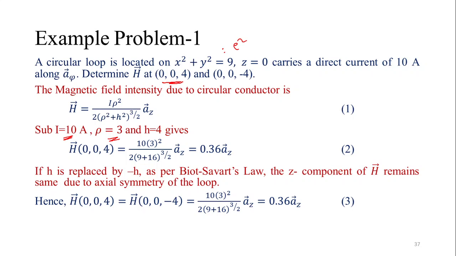So at 0, 0, 4 means z is 4. Just substitute 10, 3, 4 in this equation, you will get H vector 10 into 3 square divided by 2 into 9 plus 16 power 3 by 2 az, that is 0.36 az. If z is replaced by minus z, as per Biot-Savart, the z component of H remains the same due to axial symmetry. So you will have the same. Okay, here you have z square, so minus 4, if you substitute, you will get the same quantity.